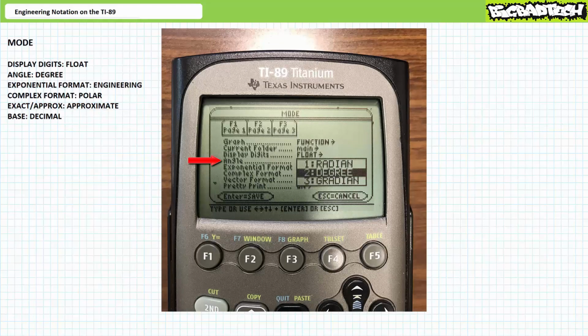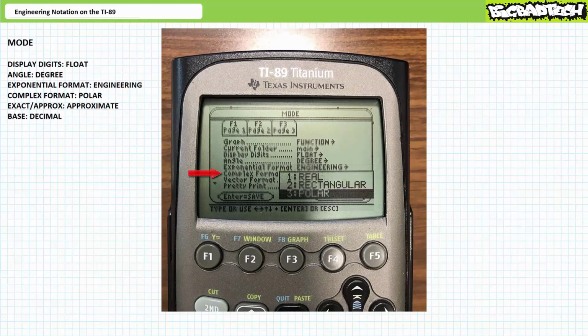Walk down to the angle entry using the down arrow key and press the right arrow key to access the menu. Walk down the list with the down arrow key. The option I'm going to choose is 2, degrees. Press enter to save this option. Walk down to exponential format using the down arrow key and press the right arrow key to access this menu. Walk down the list with the down arrow key. The option I'm going to choose is 3, engineering. Press enter to save this option. This is the option we're going to spend some time discussing today.